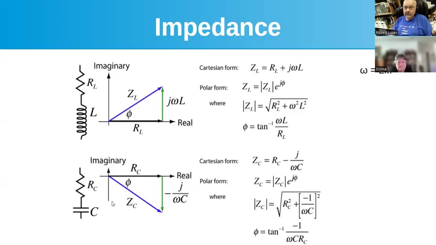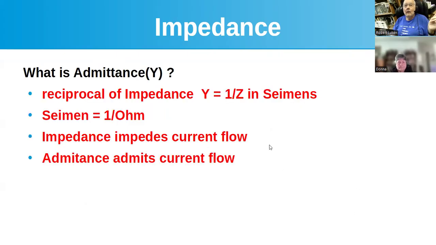And we do the same thing over here for C. We can represent it either in Cartesian or polar form. And the magnitude of the impedance is going to be the square root of the sum of the real squared plus imaginary squared. Okay, so we'll throw another term in.